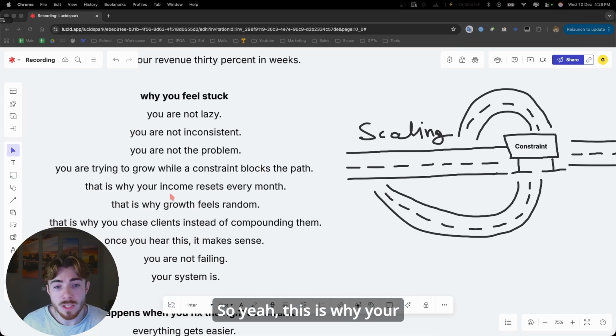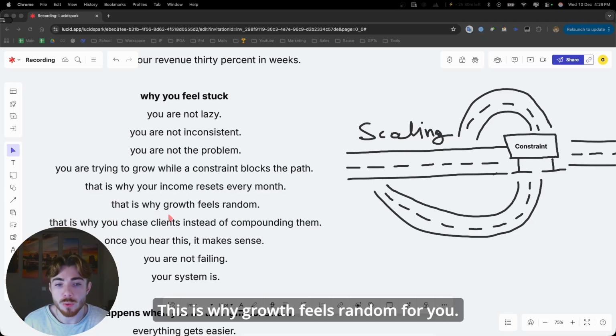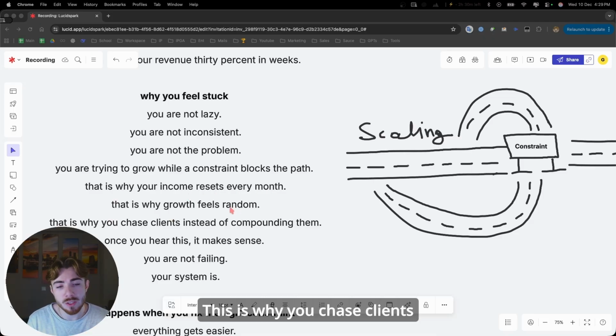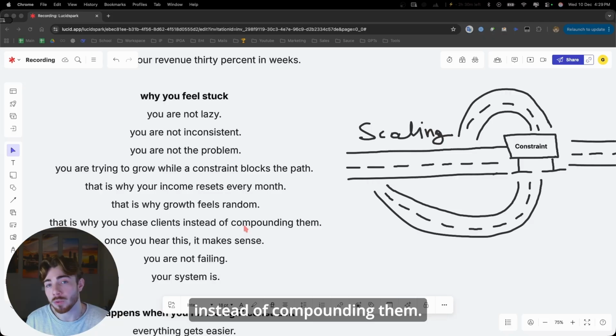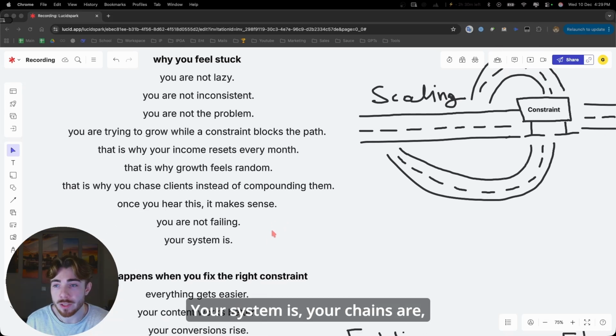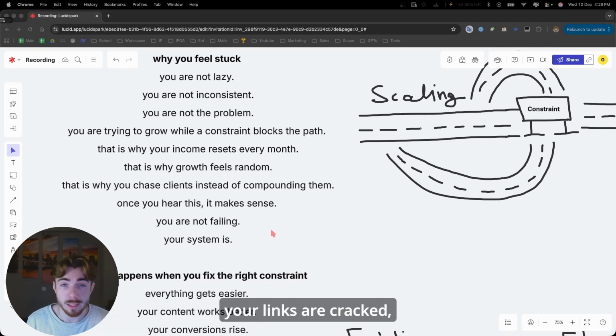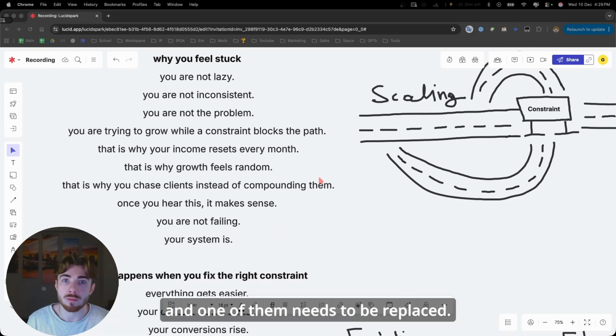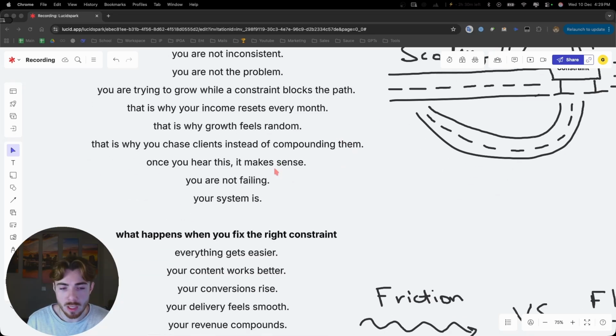So yeah, this is why your income resets every month. This is why growth feels random for you. This is why you chase clients instead of compounding them, right? Because once you hear this, it just makes so much sense for you. You're not failing, your system is. Your chain's links are cracked, and one of them needs to be replaced.